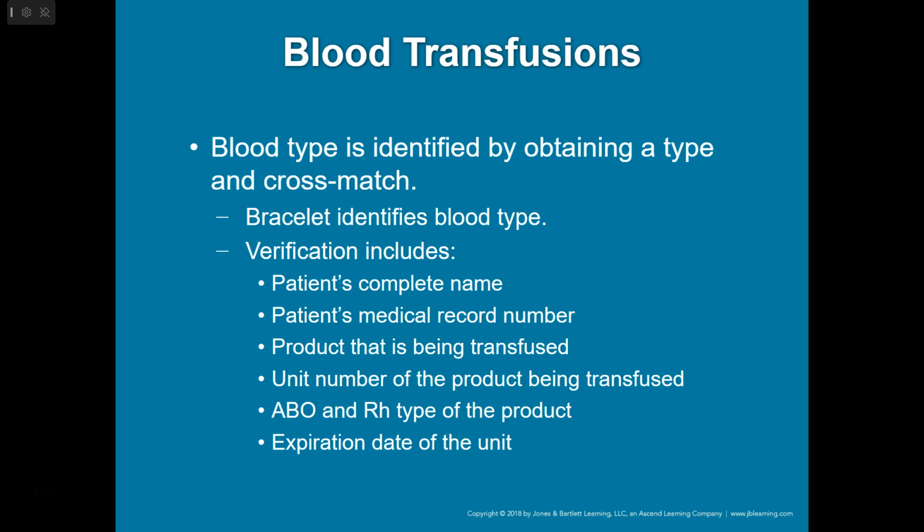Blood type is identified by obtaining a type and cross match. So that would be like your A positive, B positive, AB positive, all that stuff. They're going to run a bunch of tests on your blood before they give you a blood transfusion, ideally. Chapter 13, we covered that a little bit. But here we're talking about just a little bit more.